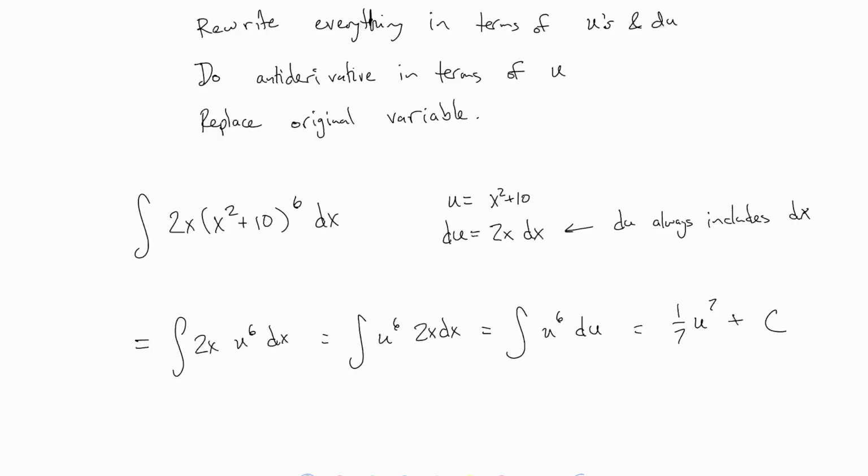All right, final step, replace the original variable. This is more or less like a technicality. I mean, this is kind of the answer. It's just that the original problem was stated in terms of x, and so you ought to write your answer in terms of x also. So this is always an easy step.